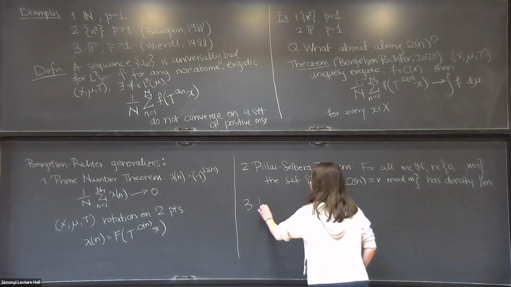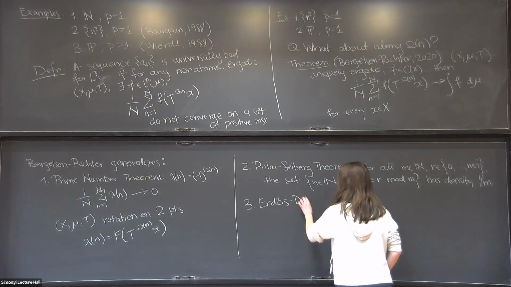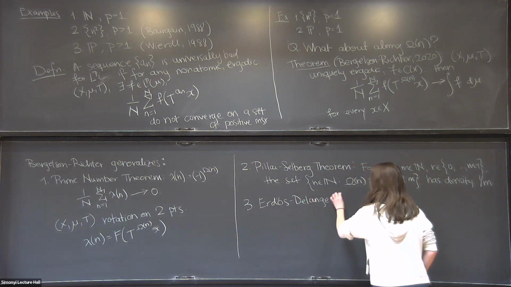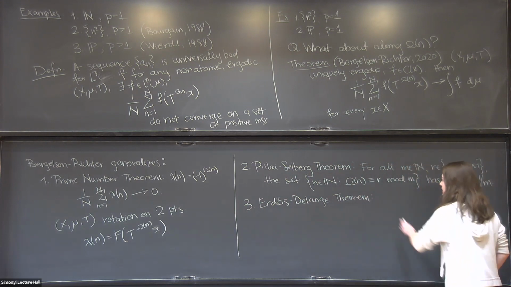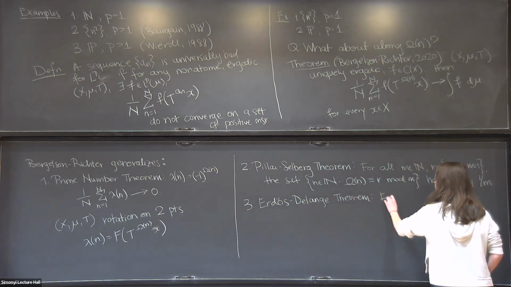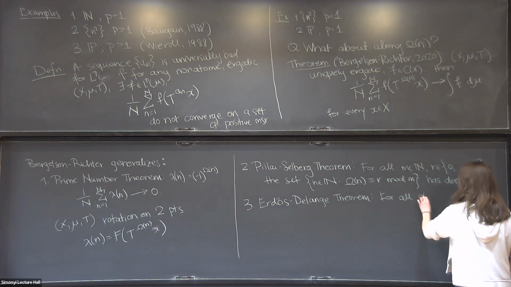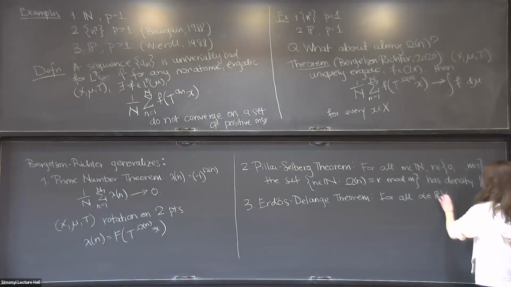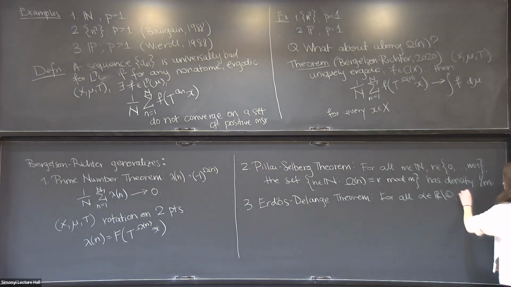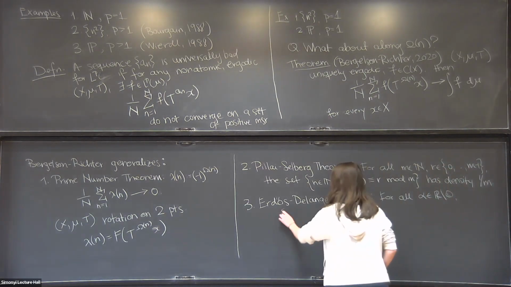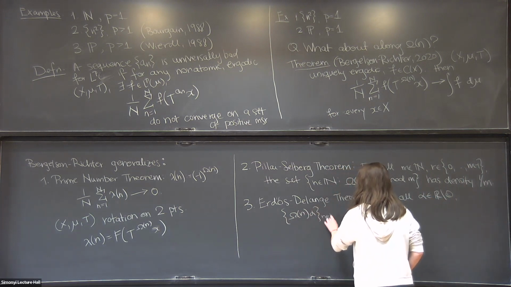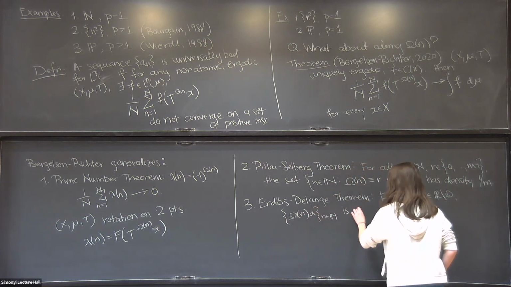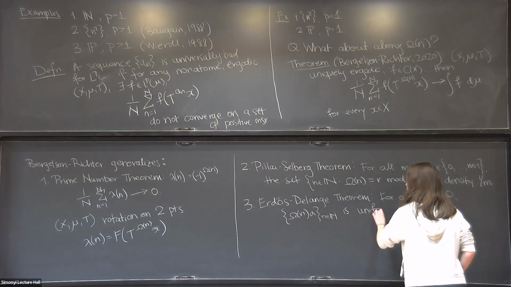And third, Bergelson and Richter also generalizes the ergodic theorem, which says that for all irrational alpha, the sequence omega n alpha is uniformly distributed.